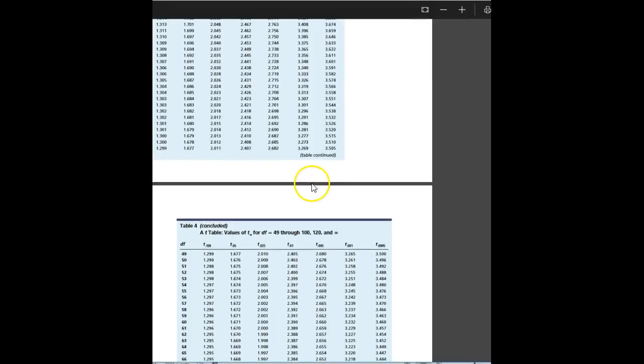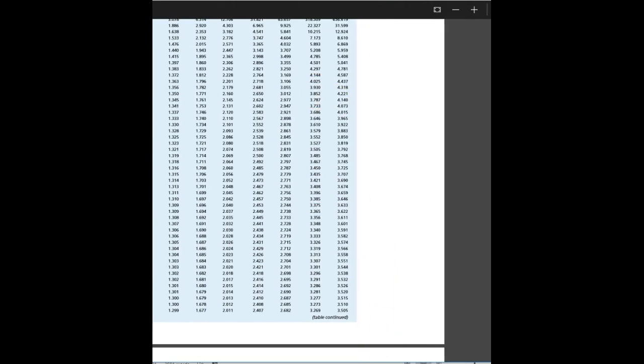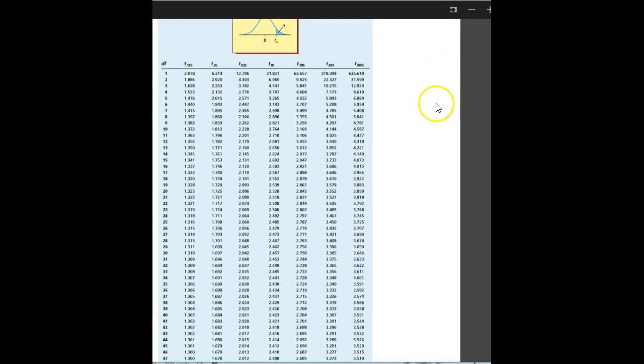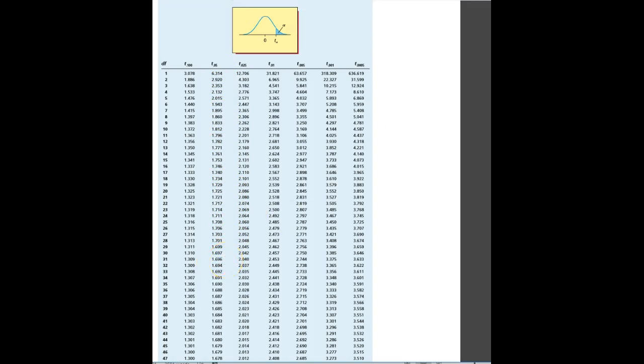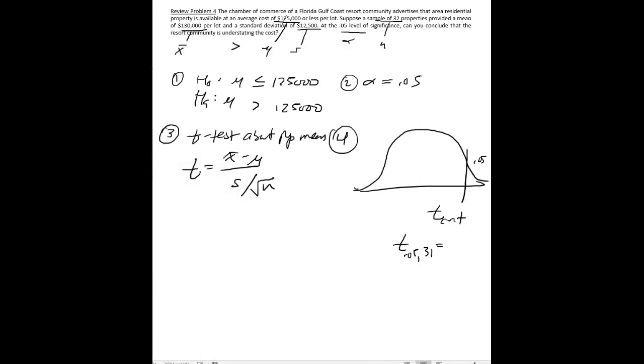All right, and now where are we? Okay, 0.05 we're looking for, and then the critical value of 31, so we get 1.696. All right, and so then we would just say we reject if t-calc is greater than t-crit, equal to 1.696. There you go.